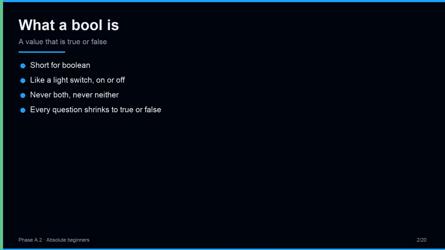A bool, short for Boolean, is a value that is only ever true or false. Think of it as a light switch with two positions, on or off, never both, never neither. That sounds limiting, but it is exactly what a computer needs to make choices. Is the user logged in, true or false? Is the card empty, true or false? Every question a program asks eventually shrinks down to one of these two answers.